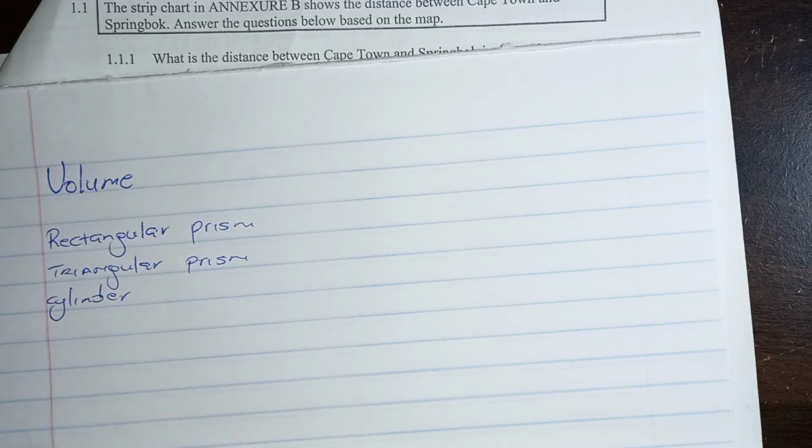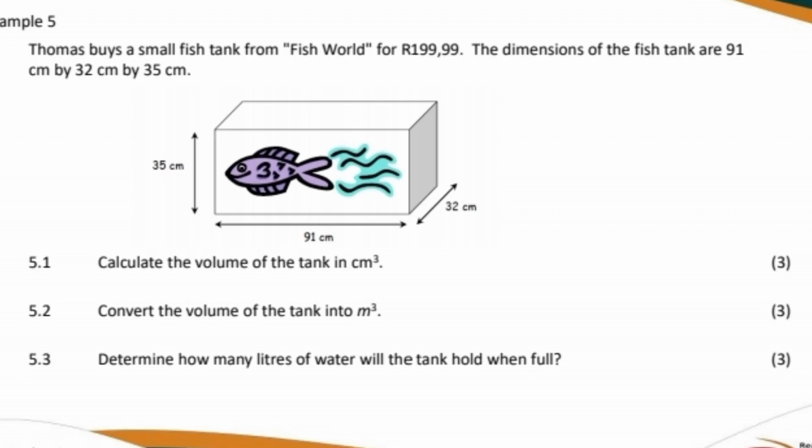Okay, so what I'm going to do is go ahead and do this more like a grade 10 question, just to jumpstart us. Thomas buys a small fish tank from Fish World for 199 Rand. The dimensions of the fish tank are 91 centimeters by 32 centimeters by 35 centimeters.